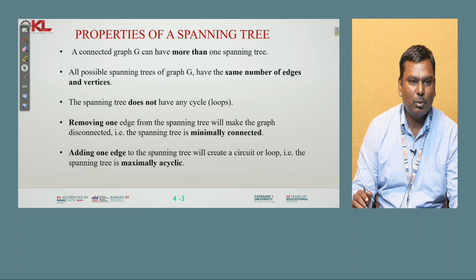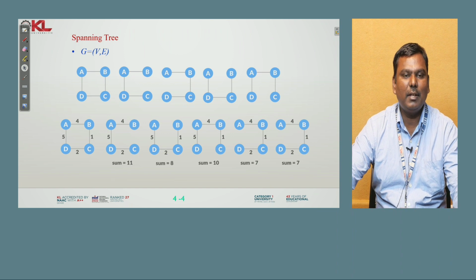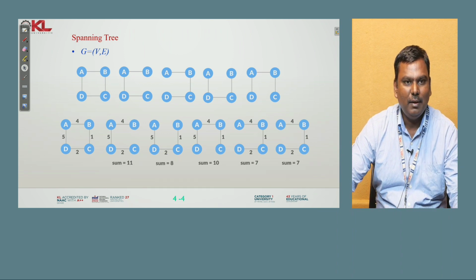Fourth, removing one edge from the spanning tree will make the graph disconnected, so the spanning tree is minimally connected. Finally, adding one edge to the spanning tree will create a circuit or loop, so the spanning tree is maximally acyclic. These are the properties, and there cannot be a cycle. Now here are some examples of trees.